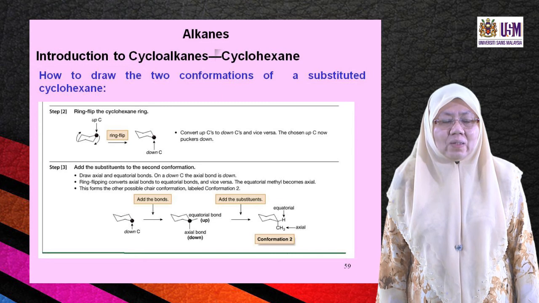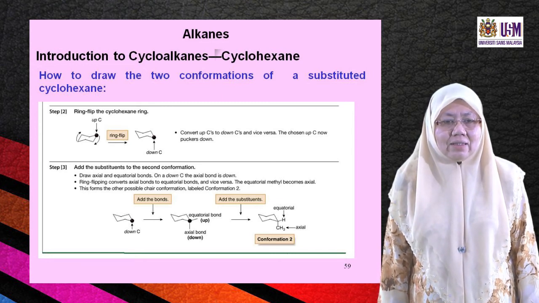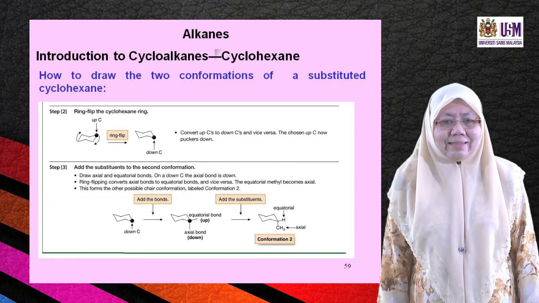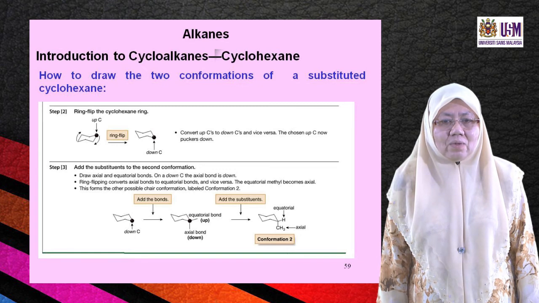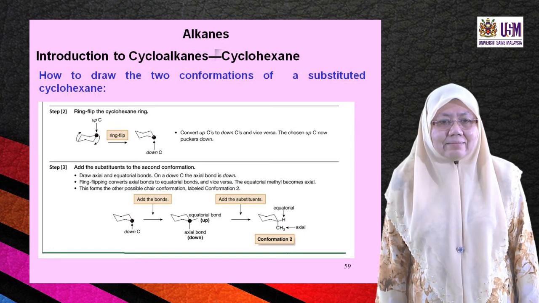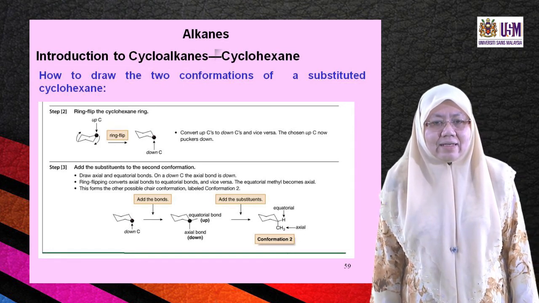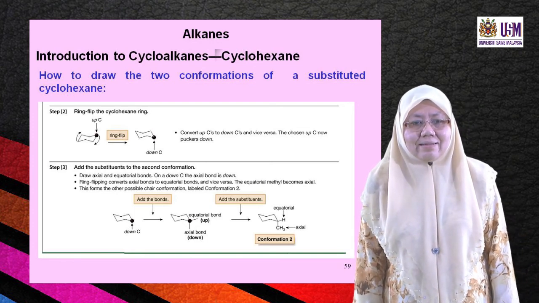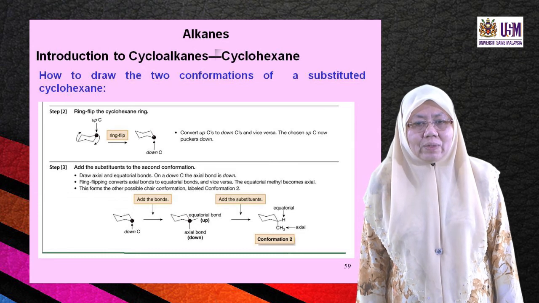In step 3, we add the substituents to the second conformation. Draw axial and equatorial bonds on a down carbon, so the axial bond is down. And ring flipping converts axial bonds to equatorial bonds and vice versa. The equatorial methyl becomes axial. This forms the other possible chair conformation labeled conformation 2.